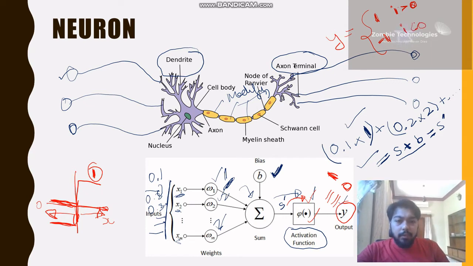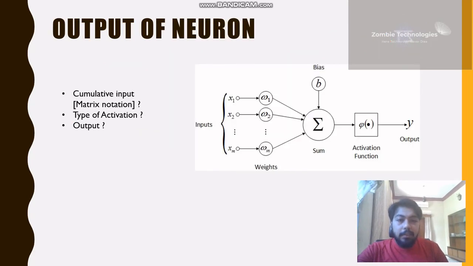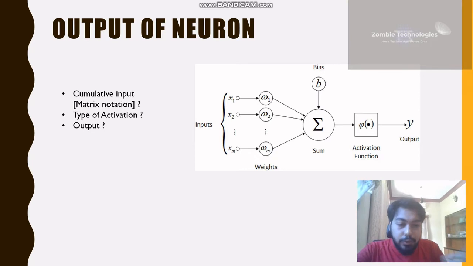Okay, so we are done with the neuron. This is a simple artificial neuron which has been created. It involves the weights, it involves biases, it involves an activation function, and thus it will give the output y. Let's see it a little in matrix notation.